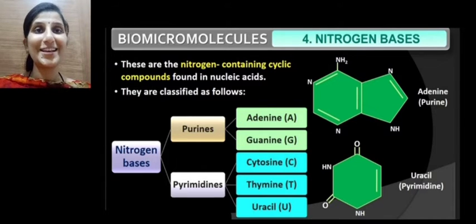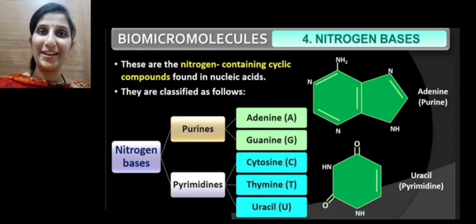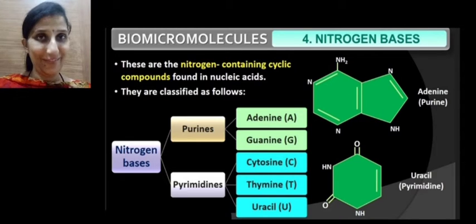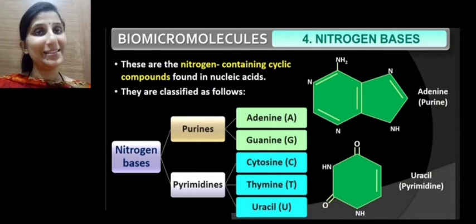So nitrogen bases are of two types, purines and pyrimidines. Purines are double ring structures, whereas pyrimidines are single ring structures. Two types of purines are adenine and guanine. And three types of pyrimidines are, which are they? Very good. They are cytosine, thymine and uracil.